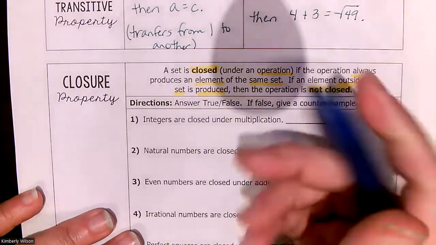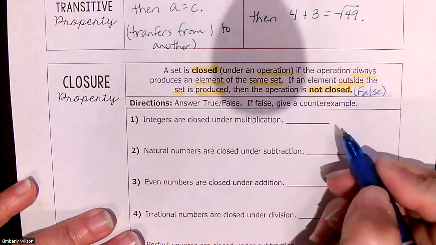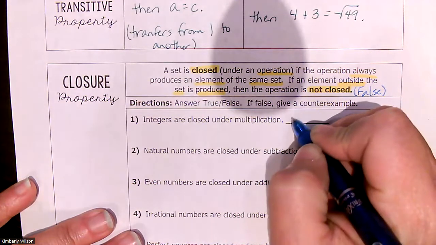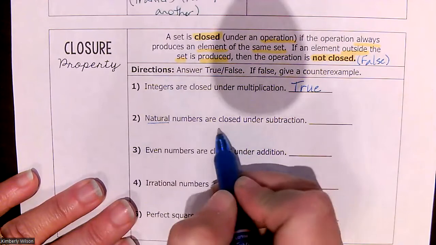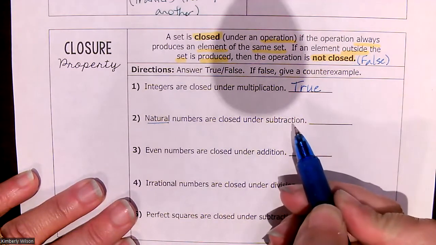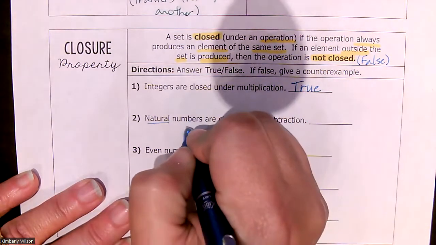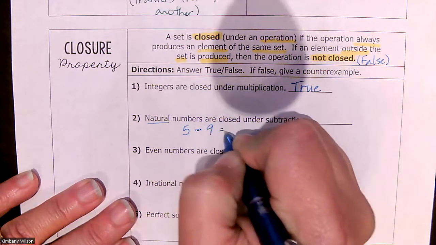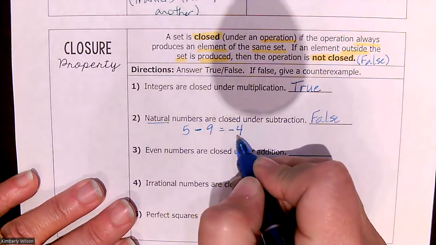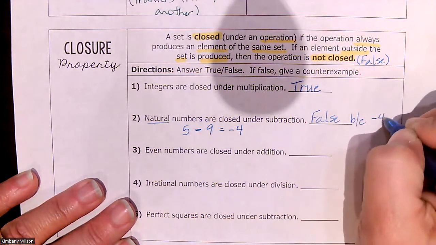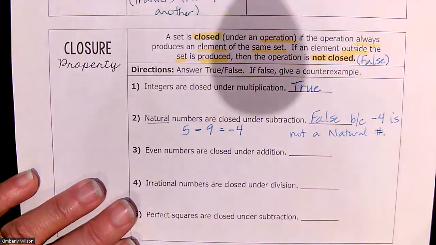So if we look at number 1, integers are closed under multiplication. Yeah, if I multiply integers together, that's always going to give me another integer. So this is true. If I look at natural numbers, so we're looking at natural numbers are closed under subtraction. Well, I'm not so sure about that because natural numbers, remember, those are all of the positive whole values except for 0. So if we came up with the example of 5 minus 9, that gives me an answer of -4. Well, that's false because -4 is not a natural number.